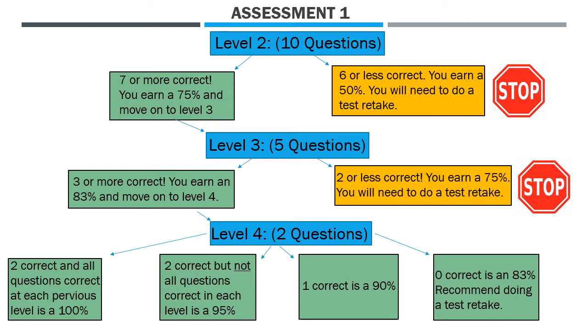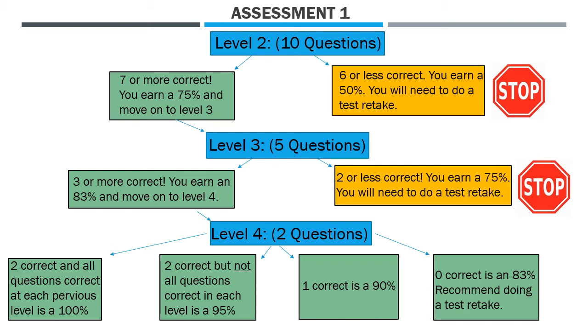So here I've made a flowchart for Assessment 1. So you can see in the blue, Level 2 has 10 questions. If you get 7 questions or more right, you'll earn a 75% on the test. If you get 6 or less correct, you earn a 50%. You're not ready to move on to the harder questions. So you're going to stop the test at that point, and you'll be able to retake the test later, but you'll have to do a remediation assignment, and we'll get into that in the next slide.